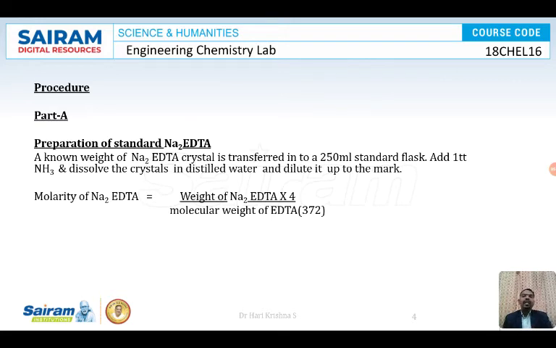So we're going to take W grams of EDTA and we're going to add 1 test tube of ammonia. Why are we adding ammonia? Ammonia is added in order to increase the rate of dissolution. So 1 gram of EDTA may take 1 minute to dissolve in the absence of ammonia, but the same 1 gram of EDTA may take just 20 seconds in the presence of ammonia. This is called increasing the rate of dissolution.